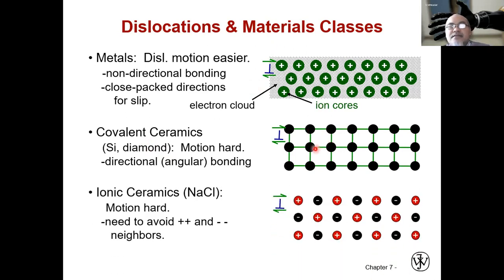In ionic ceramics, like sodium chloride, the salt, it is also very hard, because it binds with very strong electrostatic bonding. When motion occurs, it needs to avoid positive and negative neighbors, because if it meets the same charge, it will be repelled, so it cannot move easily. So from these types of bonding, we can now understand why metals can be easily formable, right?